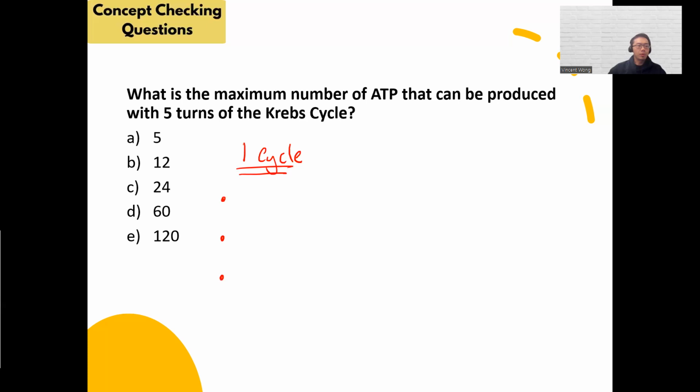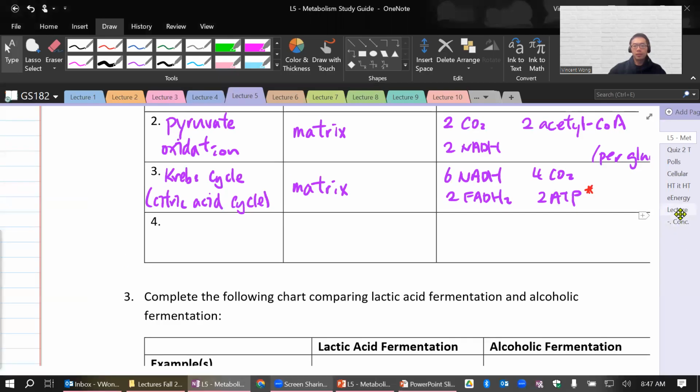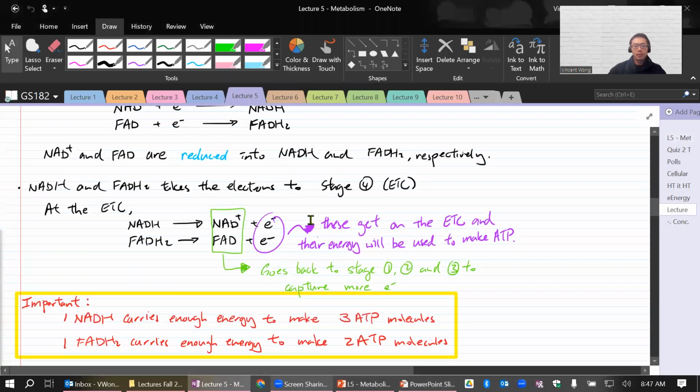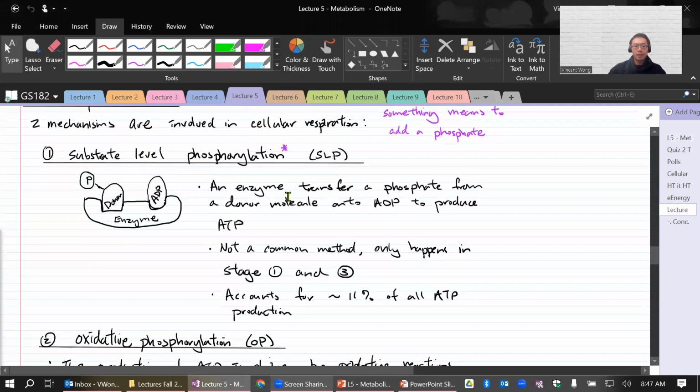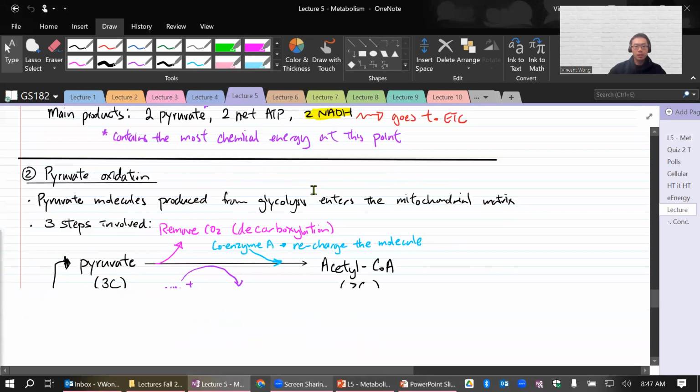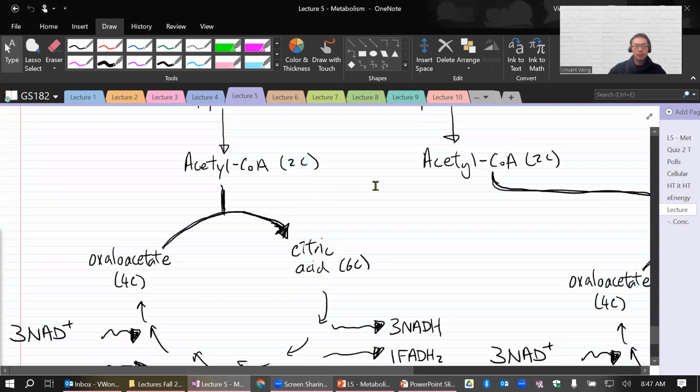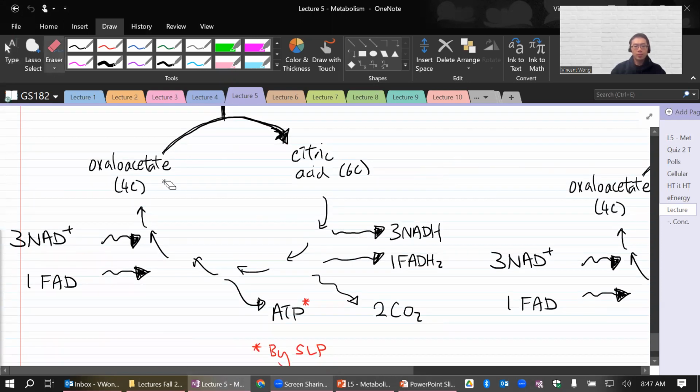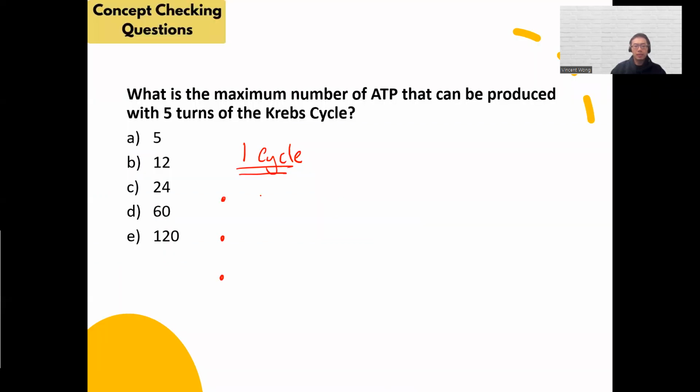Look at the diagram we drew last time. All right, let me see if I can pull it up right here. One cycle creates, this is one spin, right? 3 NADH, 1 FADH2, and 1 ATP. Right, so if we go back to here, we can write that down. 3 NADH, 1 FADH2, and 1 ATP.